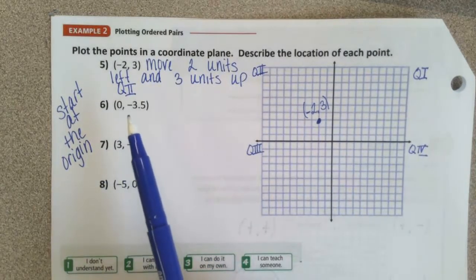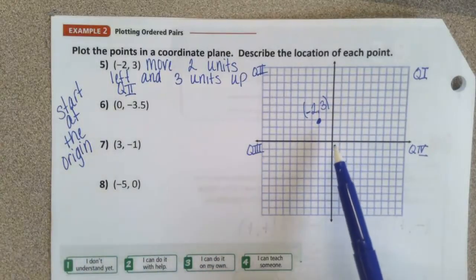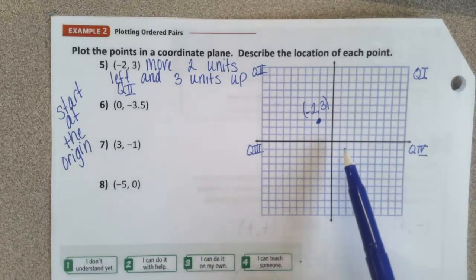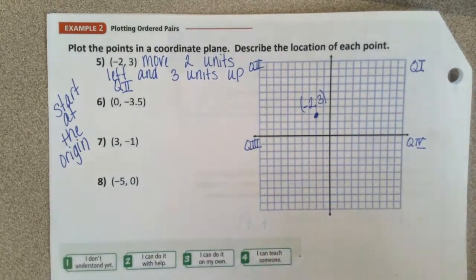So 6, 0, negative 3.5. So we're always starting at the origin. But for this one, you're going to have to move down. So you don't move left or right because it's at 0, but you're going to move 3.5 units down. Plot your point, and it will end up on an axis. You just tell me which one. So go ahead and pause and see if you can try those 3 on your own. Same process we just did here.